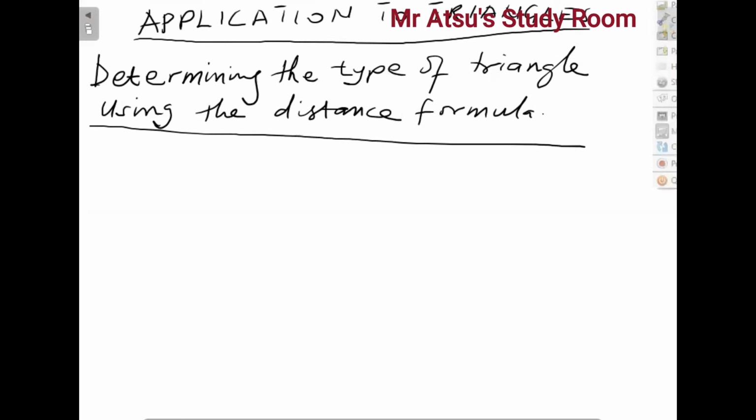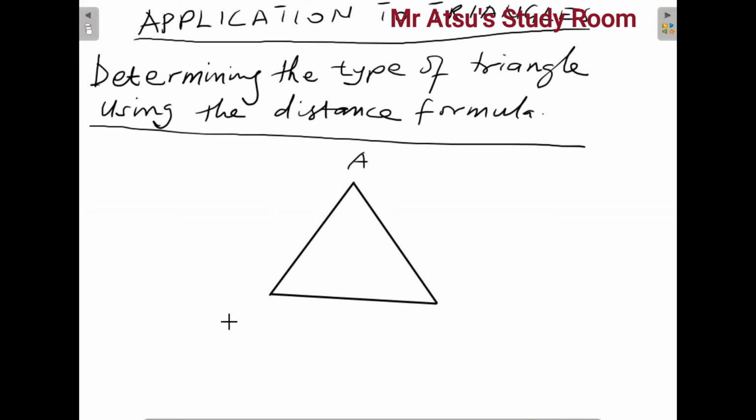And by determining the types of triangle, you know triangles can be classified according to the length of size of the triangle. So when we are given triangle, let's say triangle ABC, just as I have it on the board right now. Let me label it quickly. Yeah, so we have our A here, our B here, and our C here, with respective coordinates x1, y1 for A, x2, y2 for B, and x3, y3 for C.